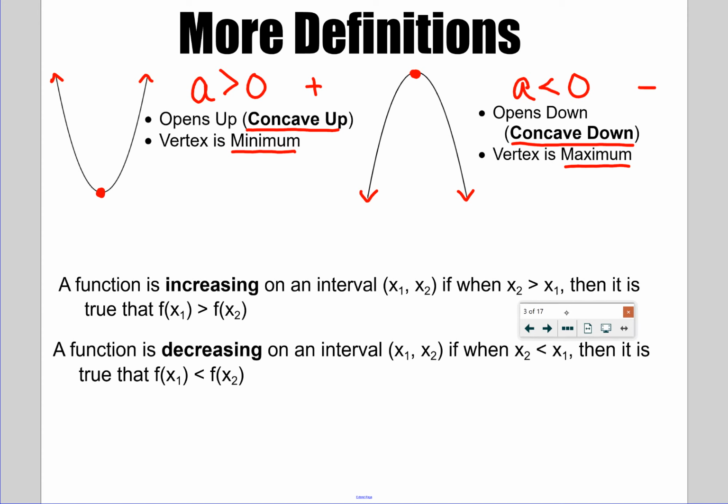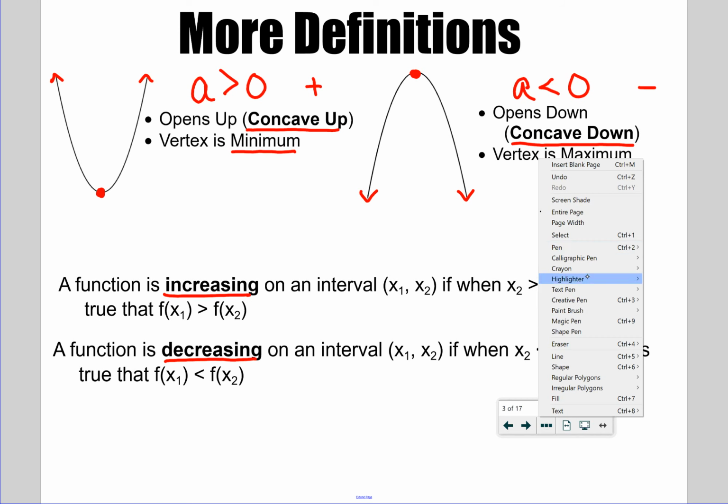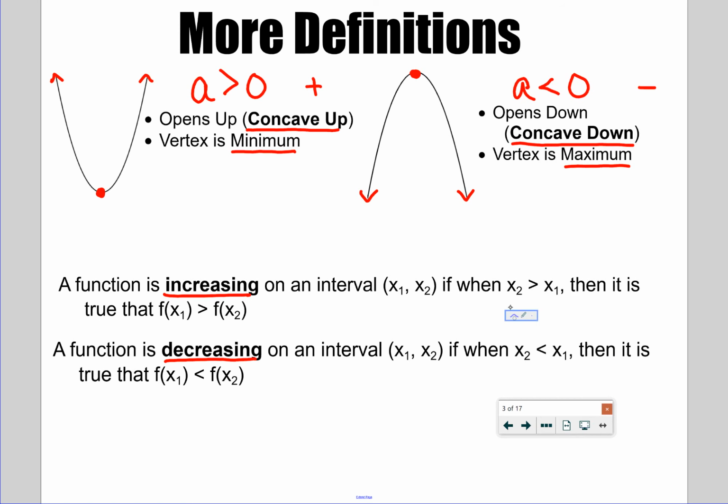The other thing that we can look at in terms of parabolas is where our function is increasing and where our function is decreasing. What I've got written on the bottom here are formal definitions for increasing and decreasing. But basically what these mean are an interval where the function is increasing or decreasing tells you that the graph, as you read it from left to right, and we're going to always read our graphs from left to right like we're reading a book.